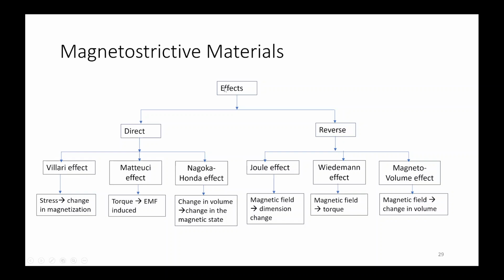Magnetostrictive materials show two types of effects, direct and reverse. In the direct case, stress can be converted into change in magnetization, or torque can be converted into induced EMF. Change in volume can lead to change in magnetic state. In the reverse case, a magnetic field can be converted into dimension change, into torque, or into change in volume.